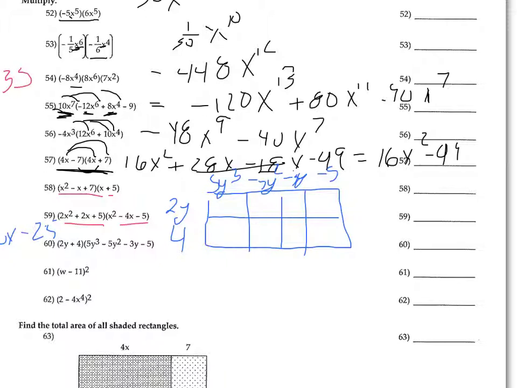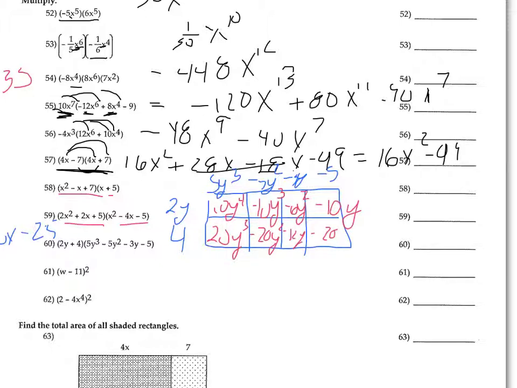So in here, 2y times, so we're going to have a 10y to the 4th. Here, we have a negative 10y to the 3rd. Here, we're going to have a negative 6y squared, and then here, we're going to have a negative 10y. Moving down, looks like we're going to have a 20y to the 3rd, a negative 20y to the 2nd, a negative 12y, and then a negative 20.